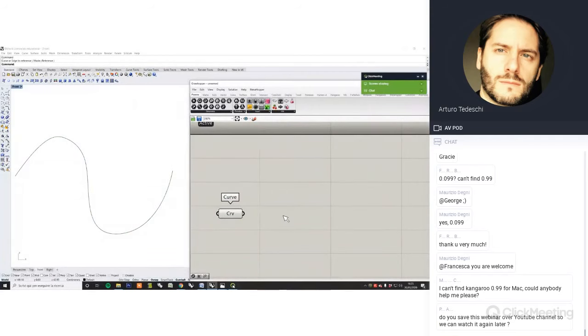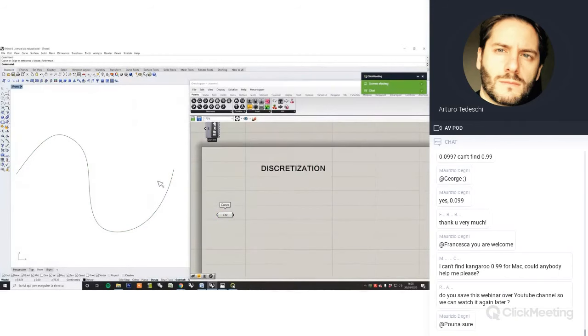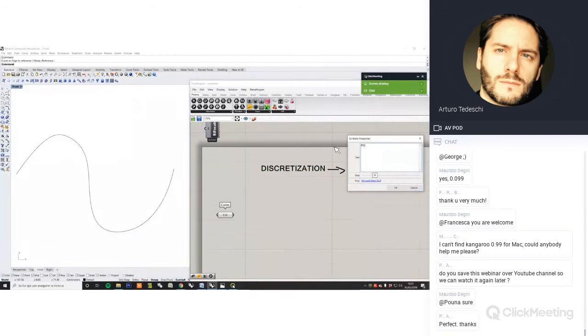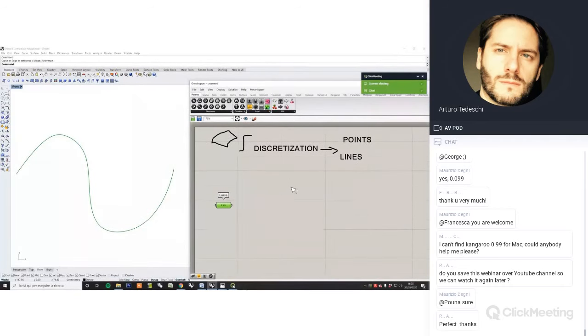Okay. Now, Kangaroo has a precise workflow to follow. The first step is called discretization. In other words, discretization means that you have a curve, which in general is a NURBS curve, and you get a set of points and lines from this. We start with a curve or a surface, and from the discretization step we are going to get points and lines. So this is the first step.